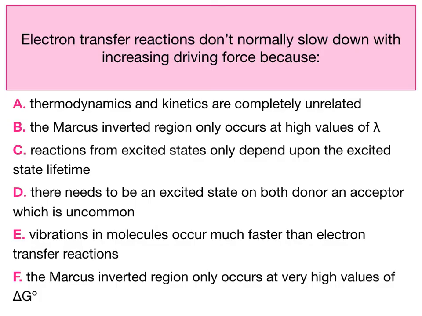So I'm going to finish this with just one of my concept questions. A, electron transfer reactions don't normally slow down with increasing driving force because thermodynamics and kinetics are completely unrelated. B, the Marcus inverted region only occurs at high values of lambda. C, reactions from excited states only depend upon the excited state lifetime. D, there needs to be an excited state on both the donor and acceptor, which is uncommon. E, vibrations within molecules occur much faster than electron transfer reactions. Or F, the Marcus inverted region only occurs at very high values of delta G naught. I'll leave you for a few seconds to think about this, but I encourage you to press pause to think over this question.